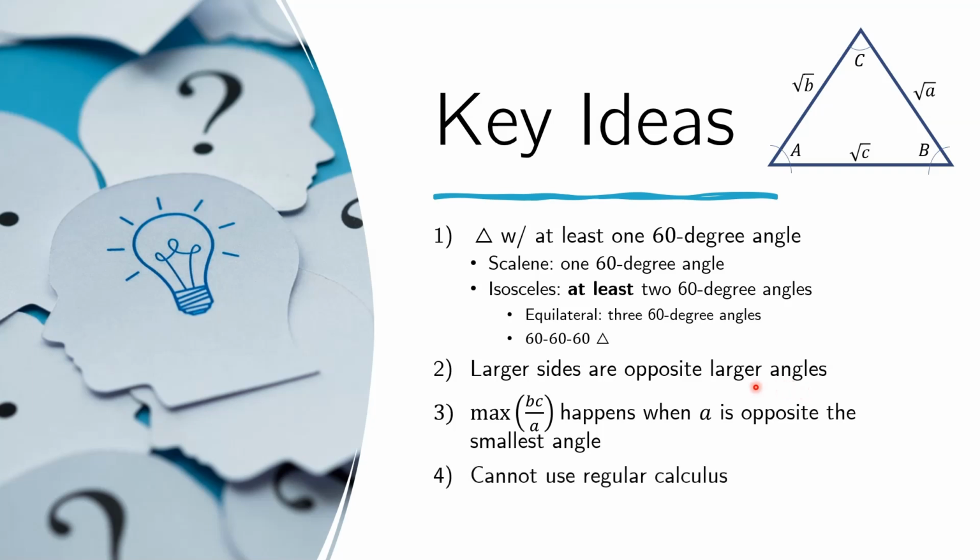And lastly, although we're looking for a maximum here, it might be hard to use regular calculus, because BC and A and the values involved are actually very restricted. They're not in a continuous distribution. They are integers. In fact, BC and A are integers. So it's rather hard to use calculus if the values we're looking at are integers. So we will have to be listing and carefully checking every possibility.